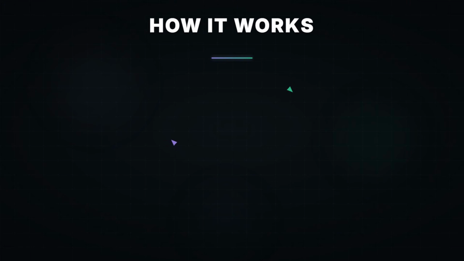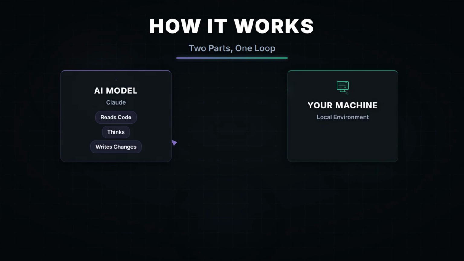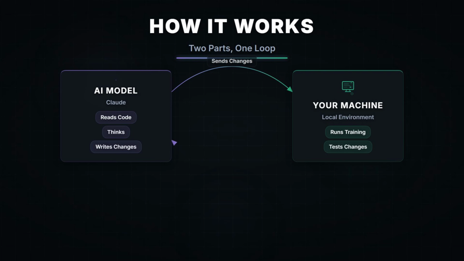Here's how it works. There are two parts. One powerful AI model like Claude, that's the brain. It reads the code, thinks about what to change, and writes the modifications. Then on your machine, the actual training runs. The AI makes a change and your computer tests it. And the result goes back to the AI so that it can decide what to try next.